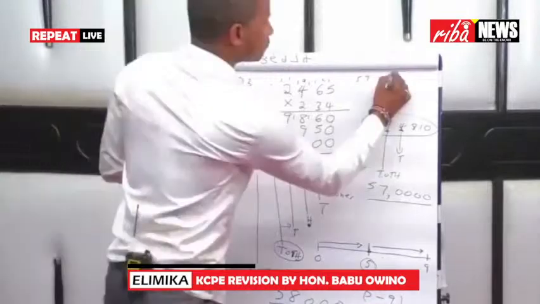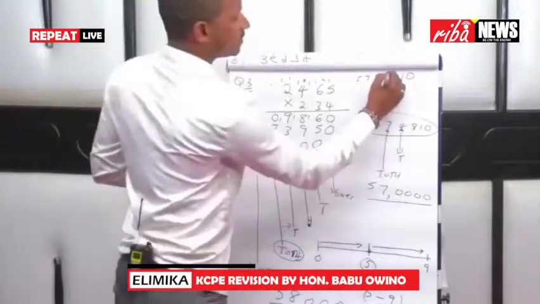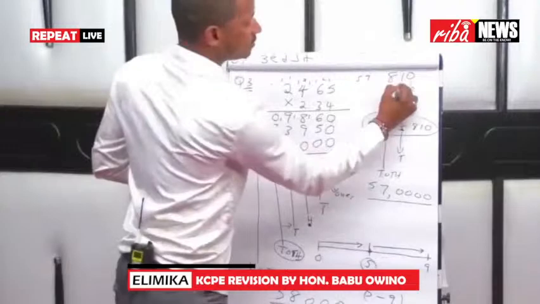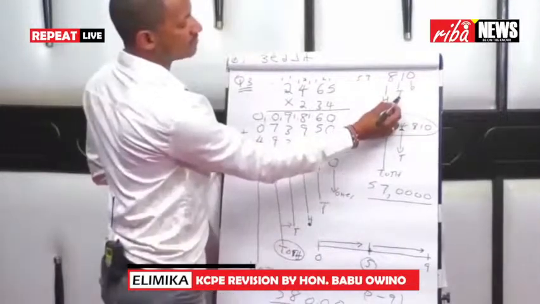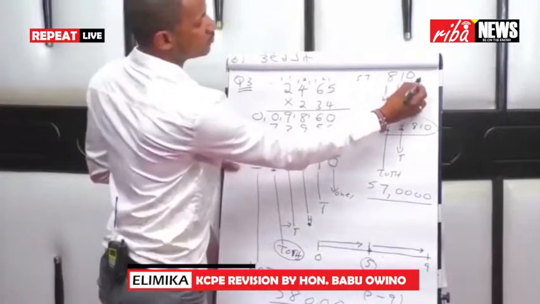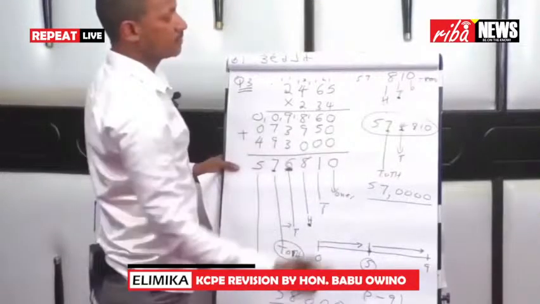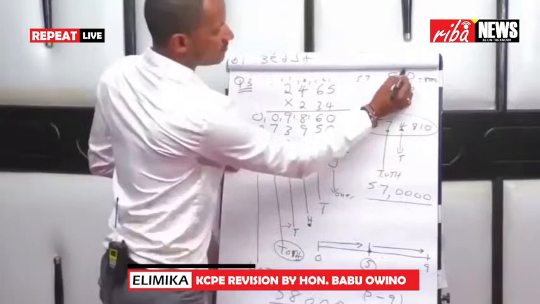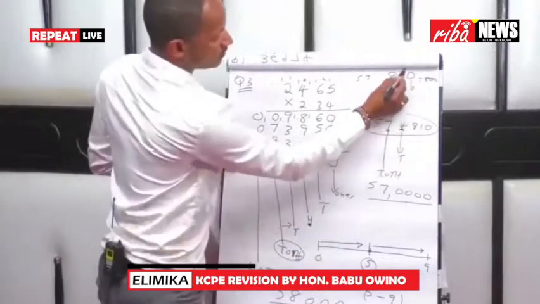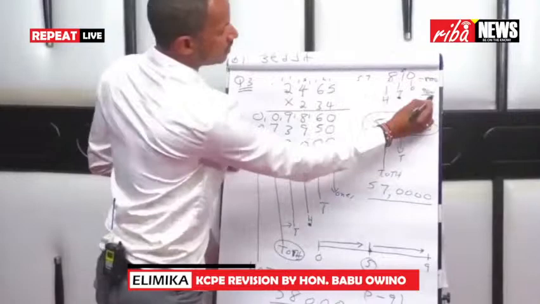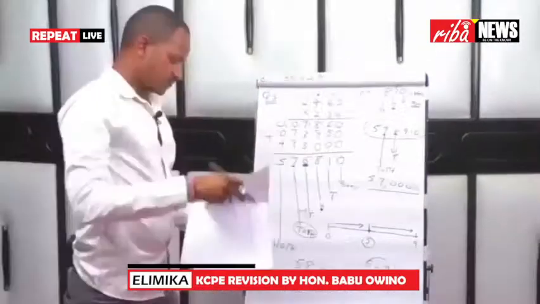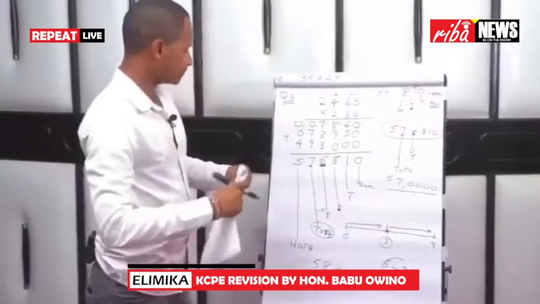So if you are told to round off to the nearest hundreds, with ones, tens, hundreds, you look at this number. If it is less than 5, this will remain 800. If this is 5 or more, then this will increase by 1. So it will be 900. So I think we can move to the next question.